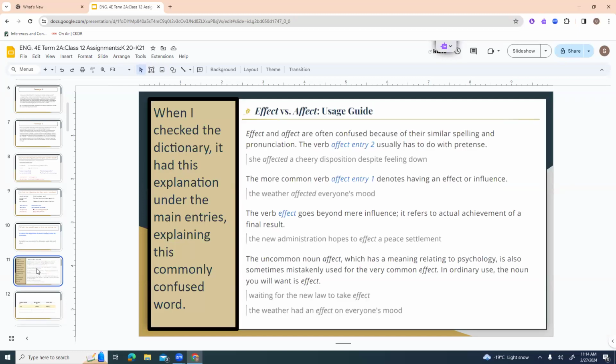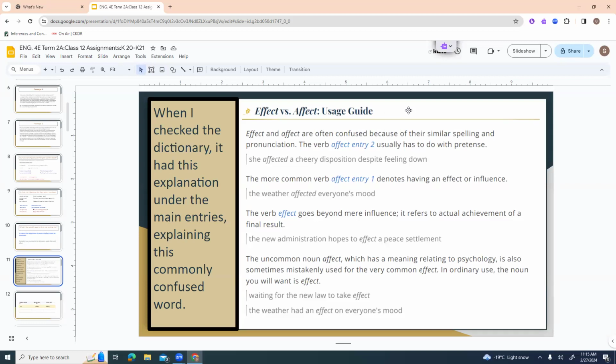So when I checked the dictionary under the word affect, there was a bunch of definitions and stuff, but then at the bottom of those, it had like a little paragraph explaining this because it is a really commonly confused word for many, many people. So affect with an e versus effect with an e. And this is a little usage guide. Affect and effect are often confused because of their similar spelling and pronunciation.